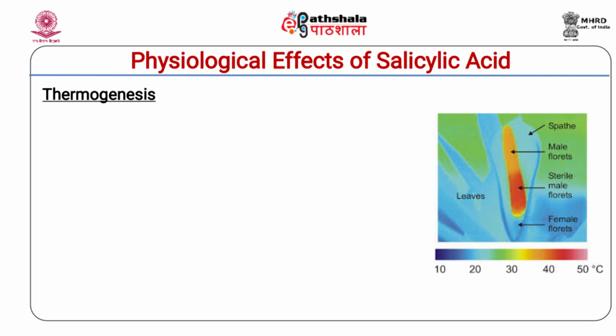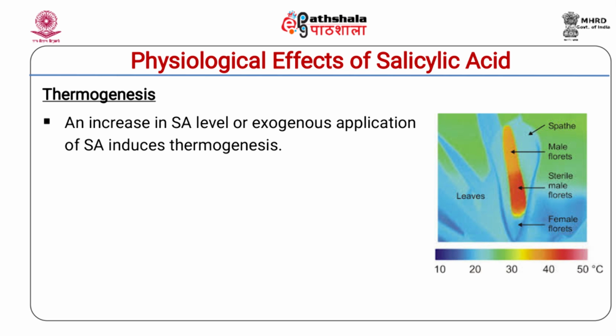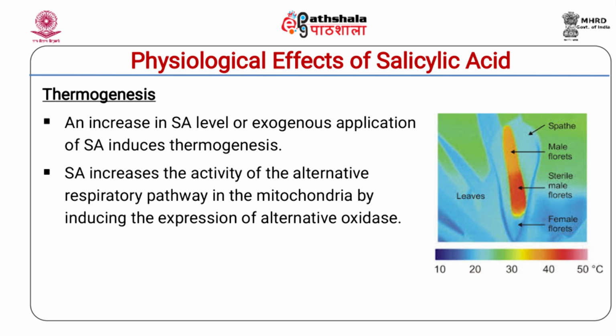Thermogenesis. The reproductive structures of cycads and flowers of some angiosperms produce heat. This phenomenon is called thermogenesis. Production of heat facilitates pollination by spreading the chemicals that attract pollinators to the plant. An increase in SA level in the plant or exogenous application of SA induces thermogenesis.